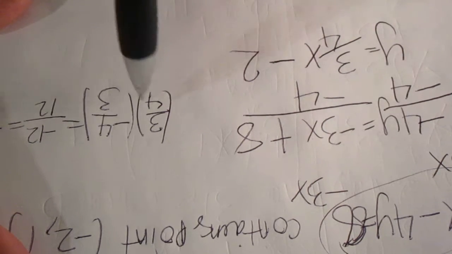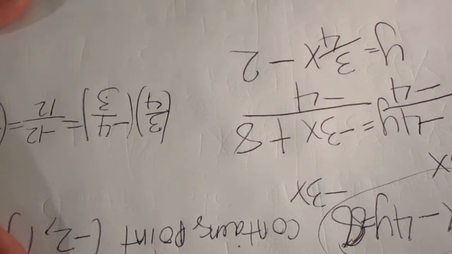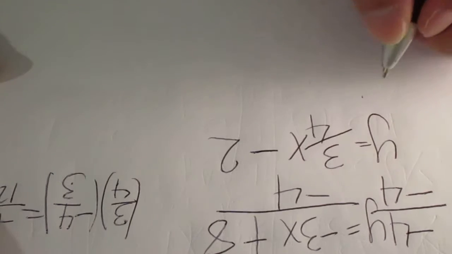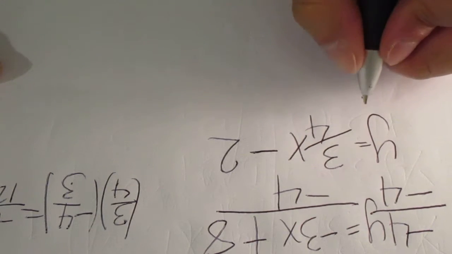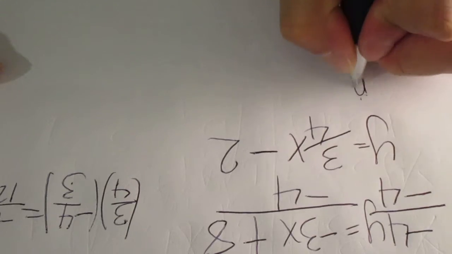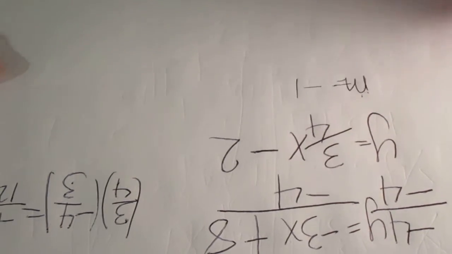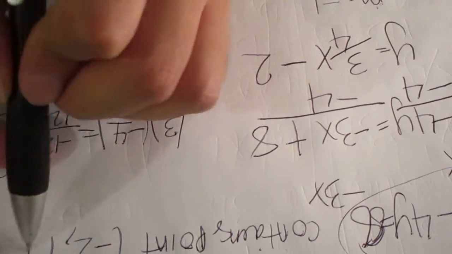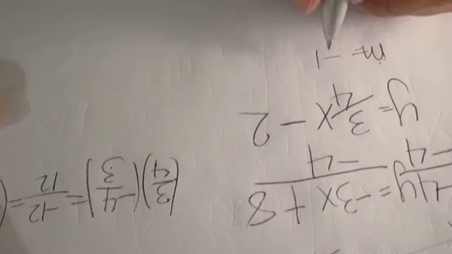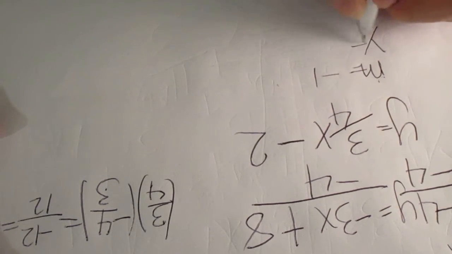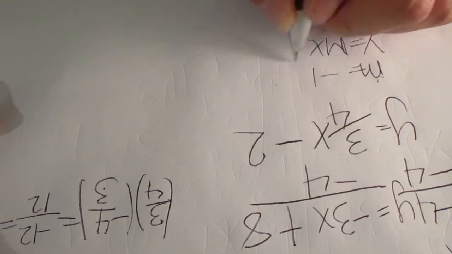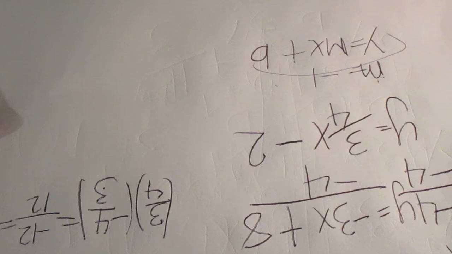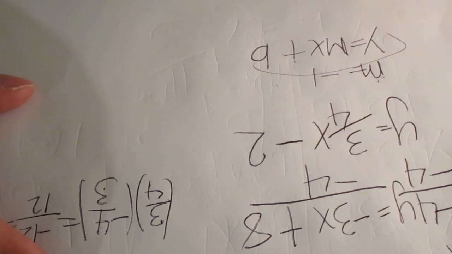So m1 times m2 must equal negative 1. Okay, so our new line for line 2 would have a slope of negative 1, and when they give us the clues, you always have to use them. So we use the linear equation, y equals mx plus b. You can also use the point slope form, but I like this one because it's easier.